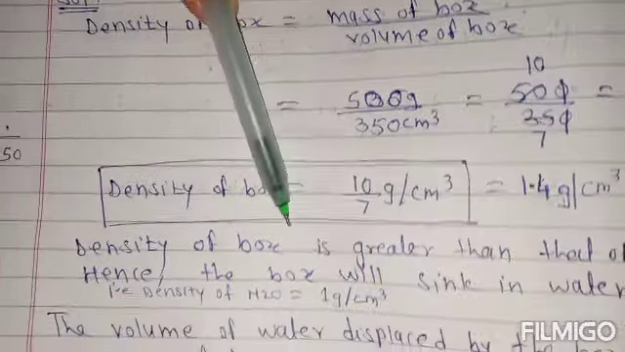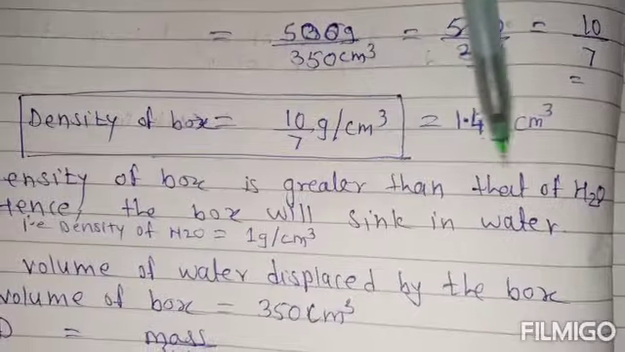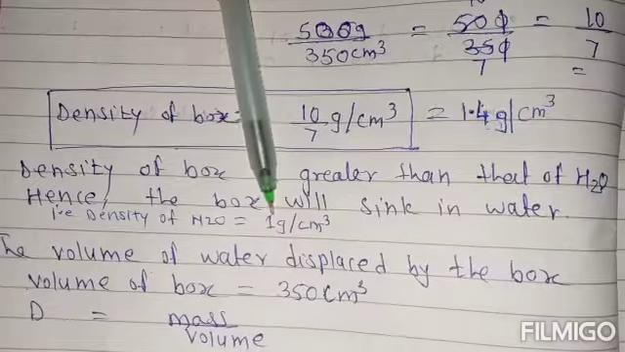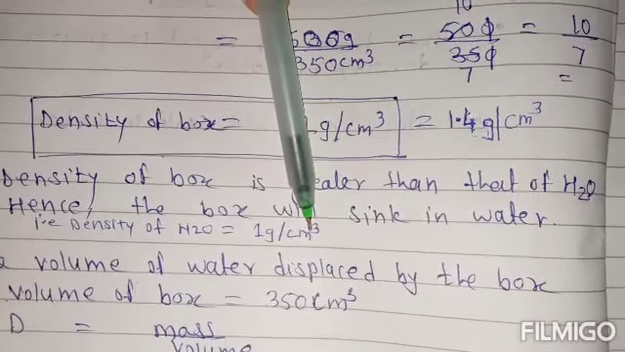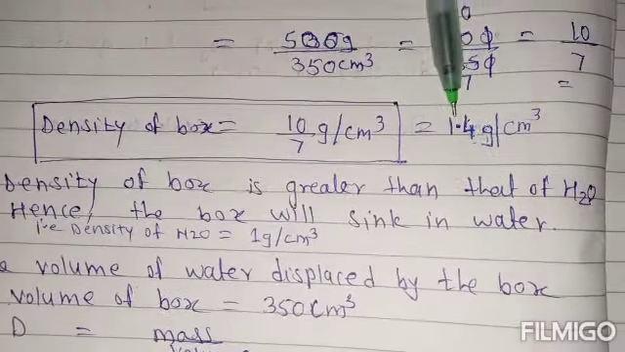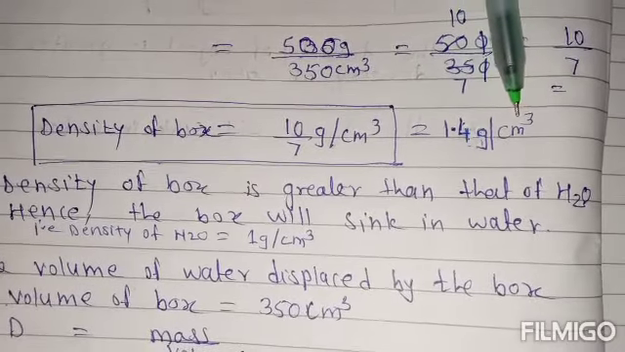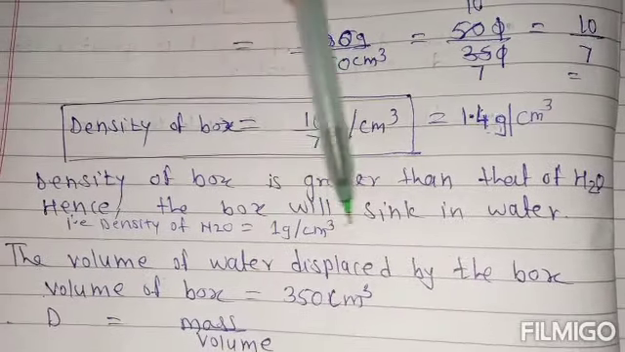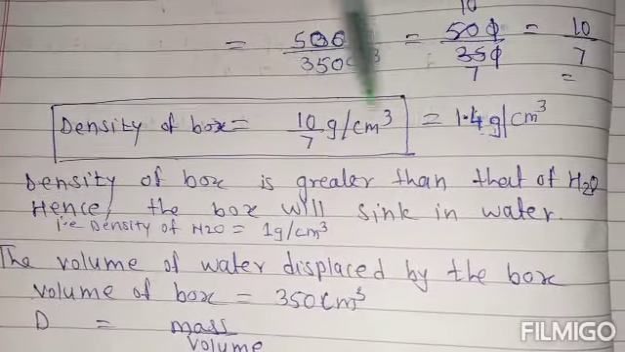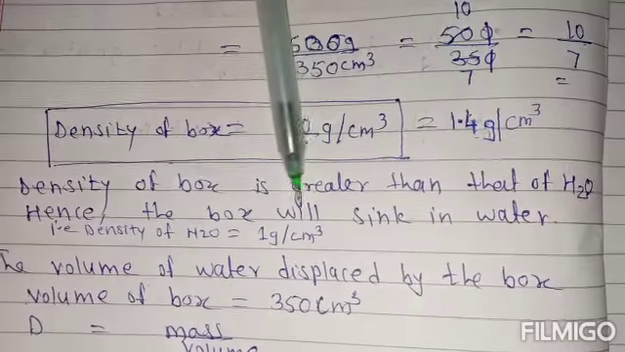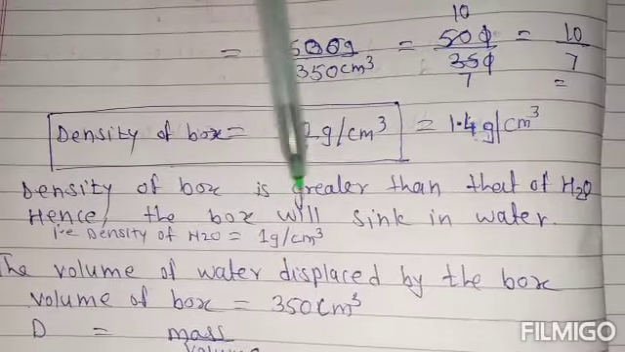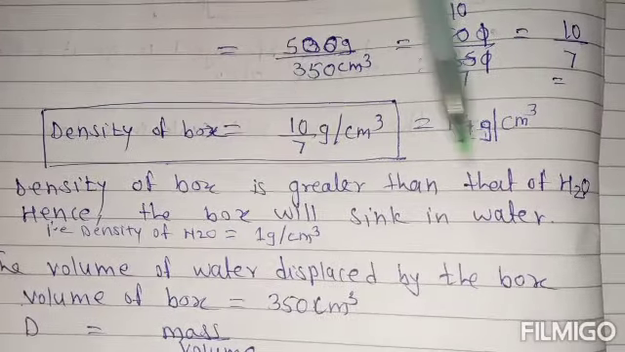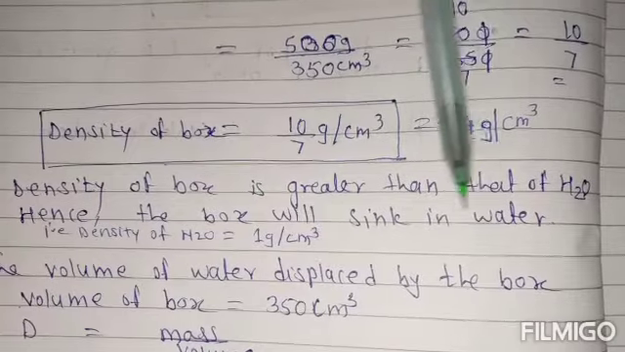Means density of box is greater than the density of water. You know that density of water is 1 gram per cubic centimeter, but we got density of box as 1.4 gram per cubic centimeter. Since the density of box is greater than the density of water, the box will sink in water.